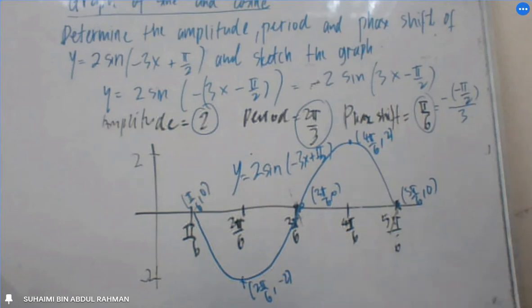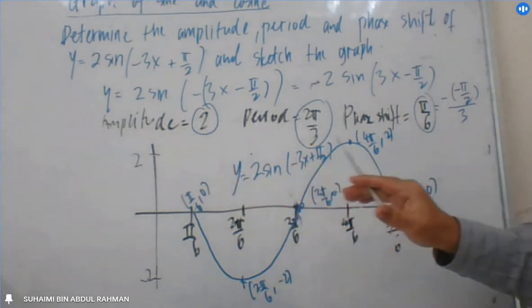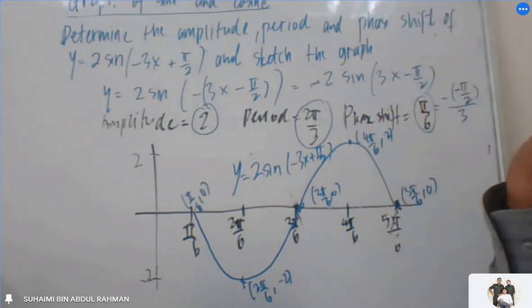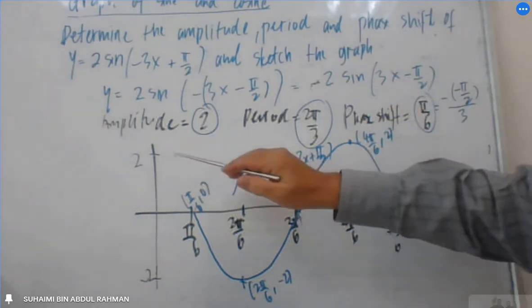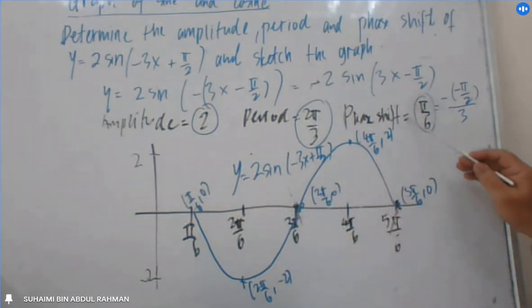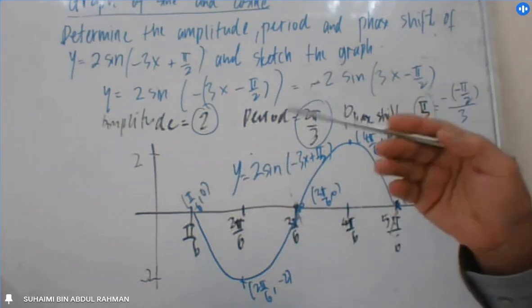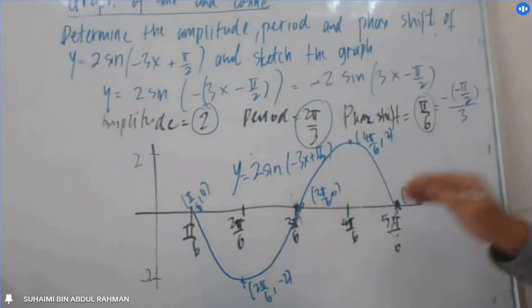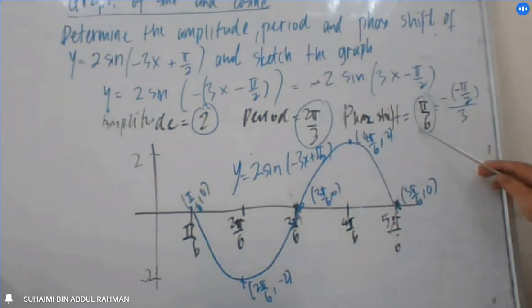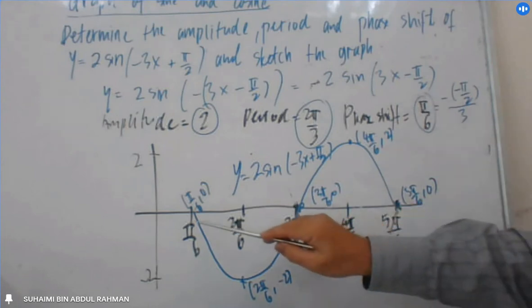And now we sketch the graph. And the way we sketch the graph is we have to look where our graph will start. Normally, when we want to sketch one cycle or one period of the graph, it starts at the phase shift. So start at pi over 6.